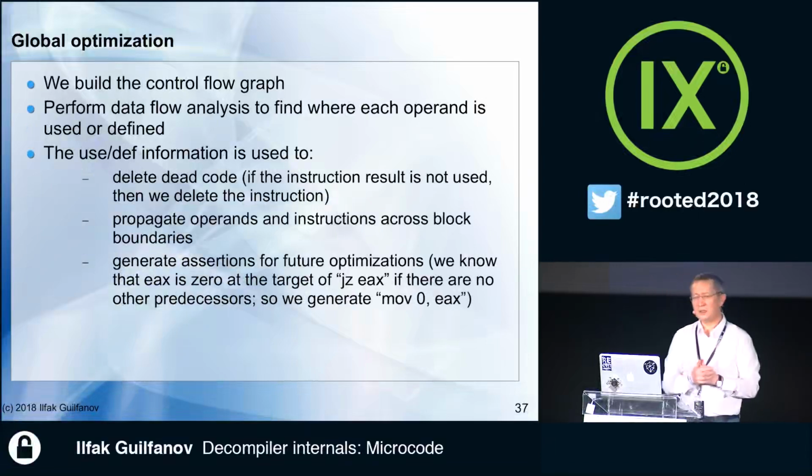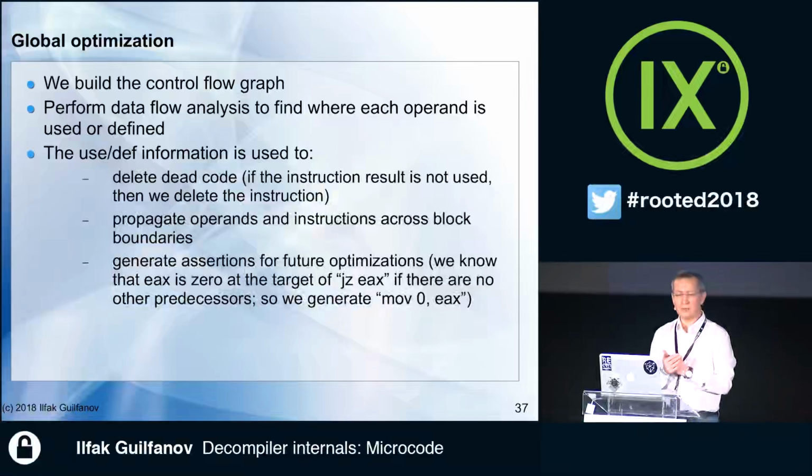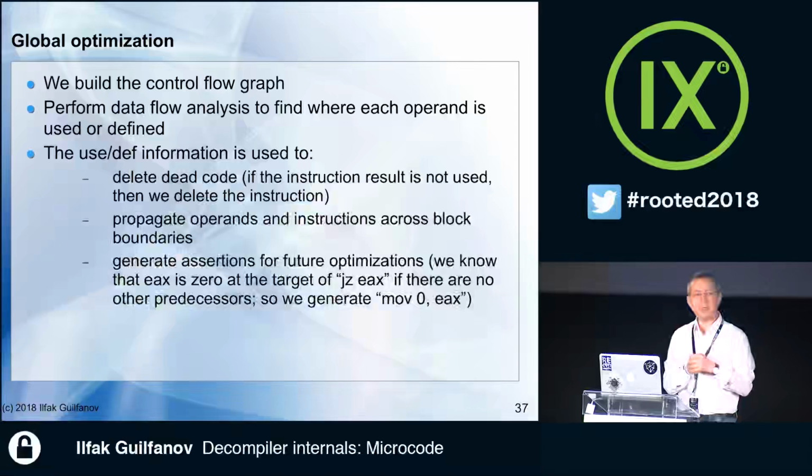After locally optimizing the microcode, we optimize it globally by building a control flow graph and performing data flow analysis. So we find where each operand is used or defined. And this use or definition information is used for many tasks that the decompiler does: to delete the dead code, to propagate operands across basic block boundaries, and to generate assertions for future optimizations.